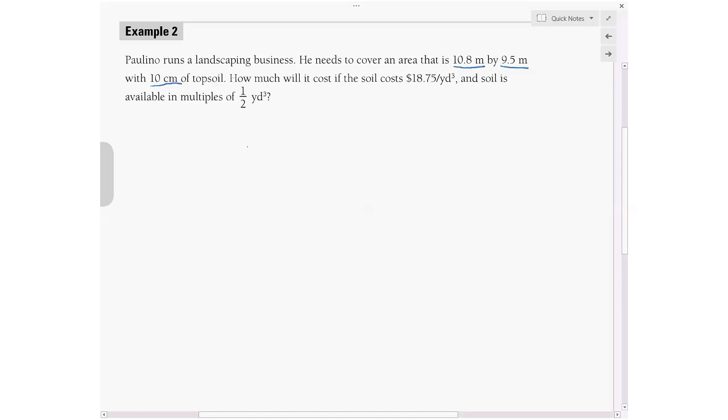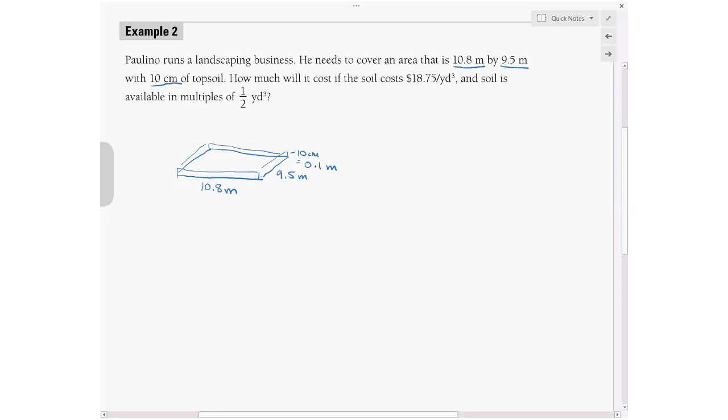All right, so he's covering an area. So we've got this area that's 10.8 meters by 9.5 meters, and he's covering it with 10 centimeters of topsoil. So he's filling this up with topsoil, and this is 10 centimeters, which, there's 100 centimeters in a meter, so that would be 0.1 meters. It's a tenth of a meter.